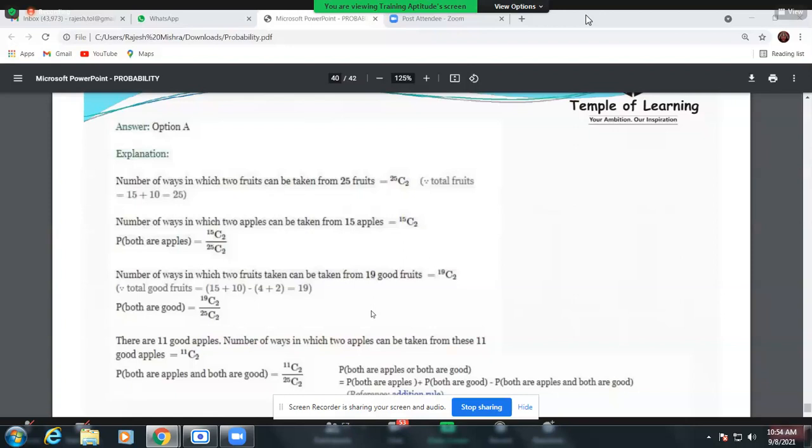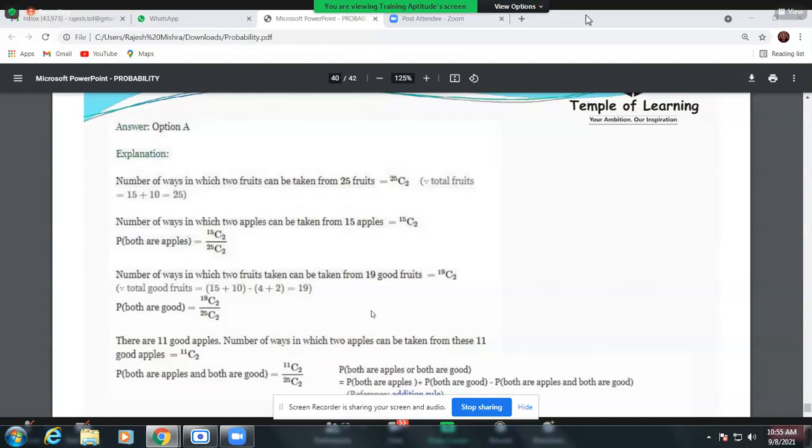Number of ways in which 2 fruits can be taken from 19 good fruits is 19C2. So I found the probability when both are apples and both are good. But please understand, there is something common here. When I pick up 2 apples, there are 11 good apples also. So when they are both apples and both are good, that probability has to be subtracted because I have counted it twice. I've counted it when I am taking apples and I am counting when I am taking good fruits.